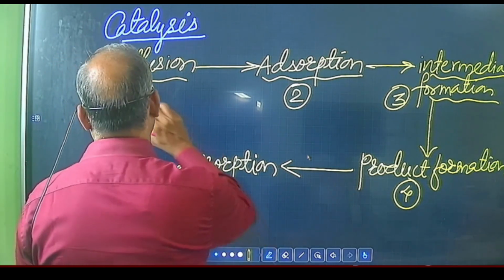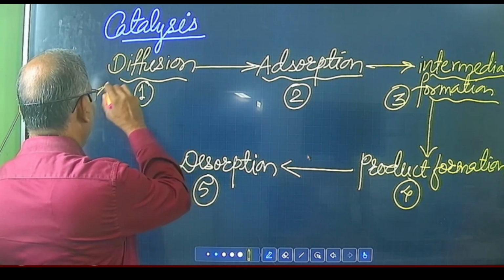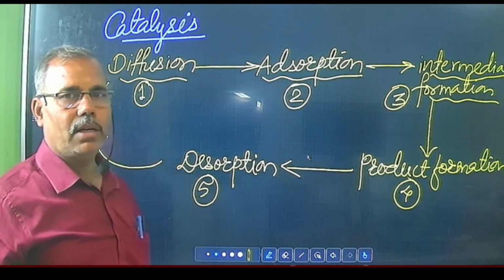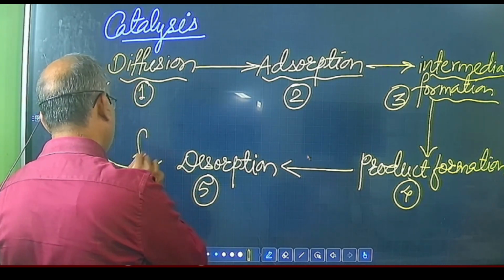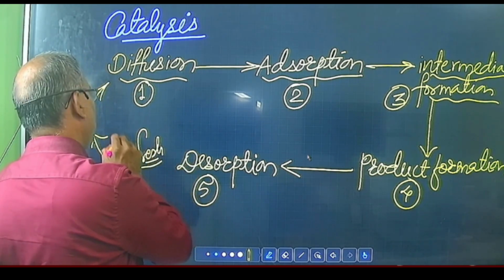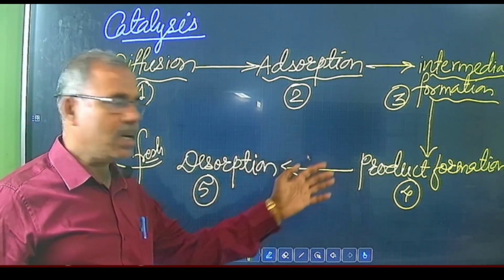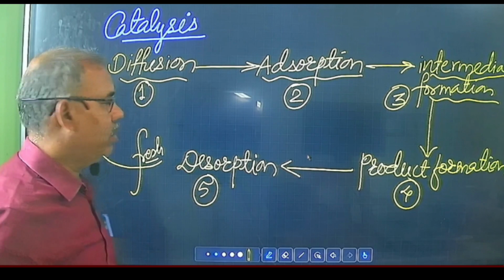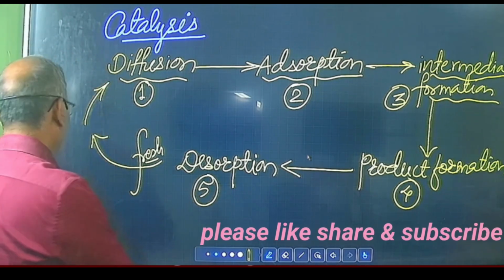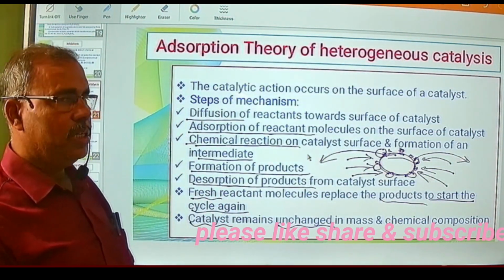And then fresh molecules of reactants replace the product after desorption, and from diffusion these steps start again and the cycle is continued, again and again. So this is the adsorption theory of heterogeneous catalysis.